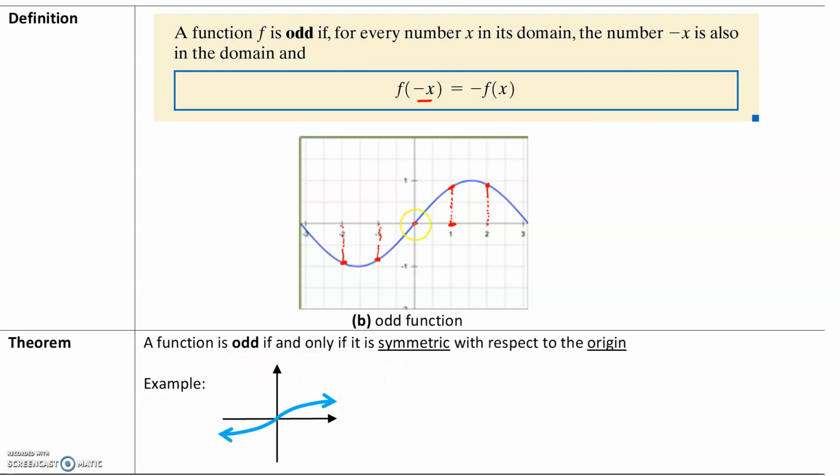So this is your origin, 0, 0. If you have a mirror image, it means if you have one side of the graph like this, the other side has to be the exact, imagine this graph being flipped over, so it's the mirror image on the other side. Here's an example of an odd function. If you look at the origin, which is here, we have a mirror image on both sides. Therefore, this is an odd function. Here's how we test it algebraically. f of negative x has to equal negative f of x.